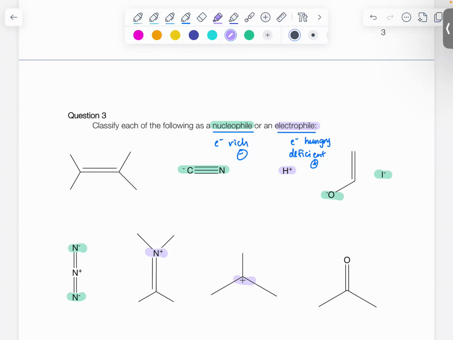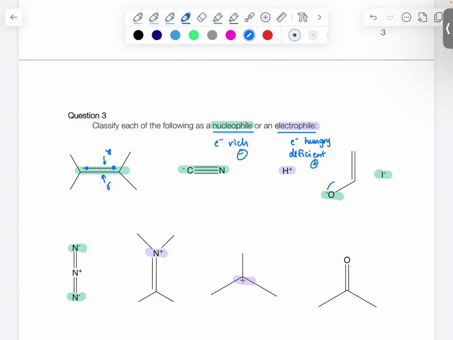So now we have some that are unlabeled, and we actually have some that have more labeling to be done. Now, our double bond here has no positive or negative, but we have to remember that a double bond is one sigma bond and one pi bond, and those pi electrons are available to move about. So we would call this a nucleophile. With the cyanide, it's pretty straightforward. With the proton, it's pretty straightforward.